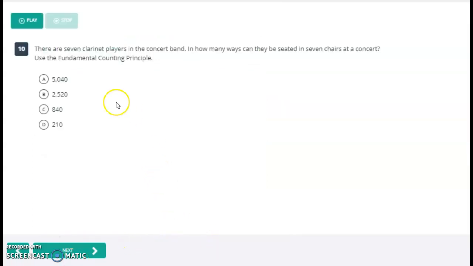Okay, in this question, we're using the fundamental counting principle, but if we read carefully, we'll realize that this is actually a dependent event. It says there are 7 clarinet players in the concert band. In how many ways can they be seated in 7 chairs at a concert?